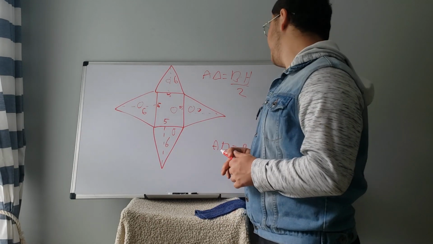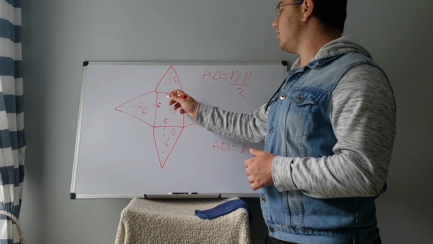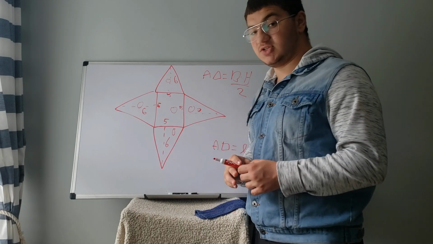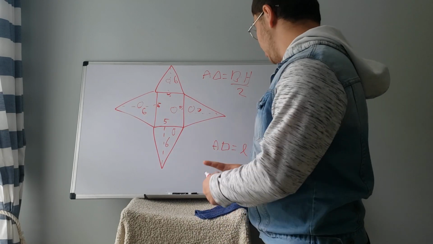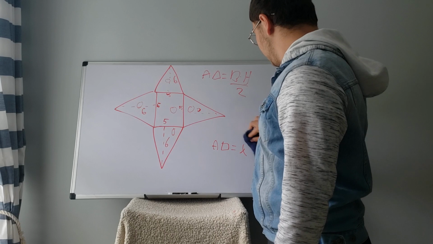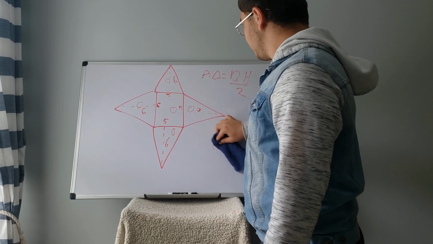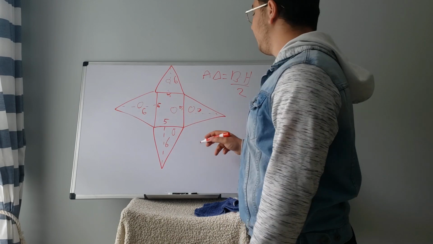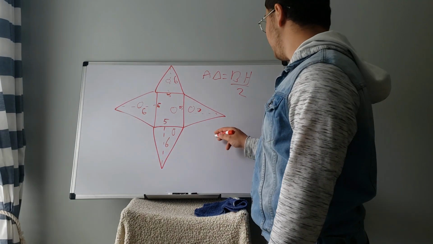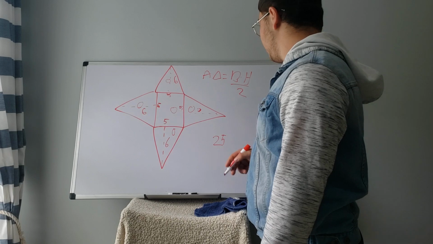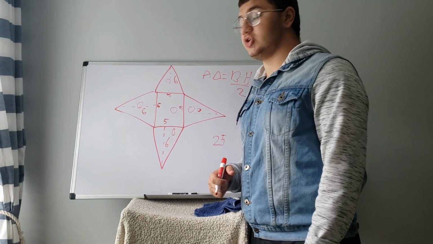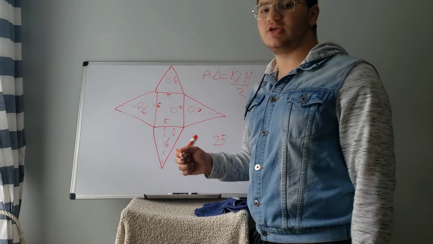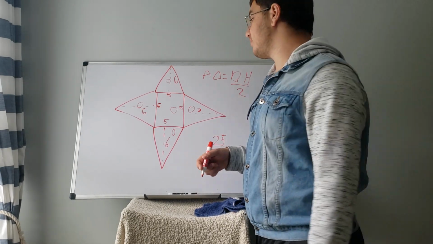Now, let's do that, okay? Let's start with the base. The base, 5 times 5, gives us 25. So that means the area of this is 25. Okay? Now let's do the triangles. All these triangles are going to be the same number because they're all the same. So really we can just do one and multiply that by 4.